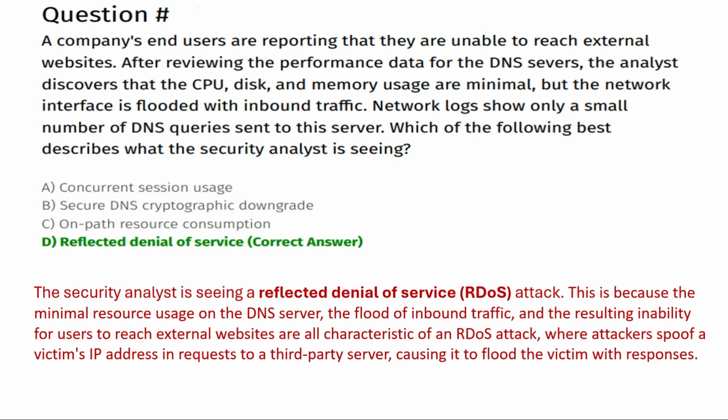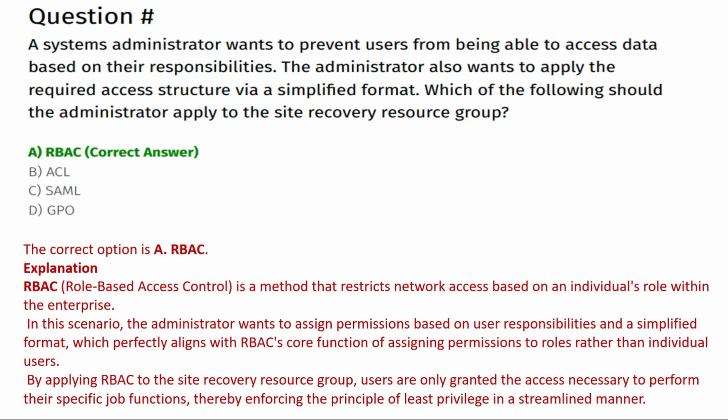So let's move to the next question. Next question is, a system administrator wants to prevent users from being able to access data based on their responsibilities. The administrator also wants to apply the required access structure via a simplified format. So which of the following should the administrator apply to the site recovery resource group? Option A, RBAC. Option B, SEL. Option C, SAML. Option D, GPO. And the correct answer for this question is option A, RBAC, role-based access control.